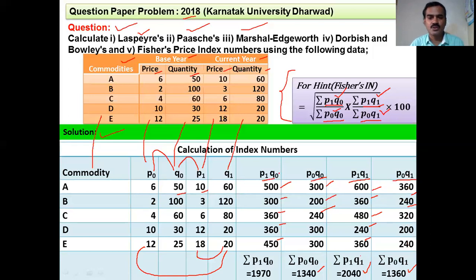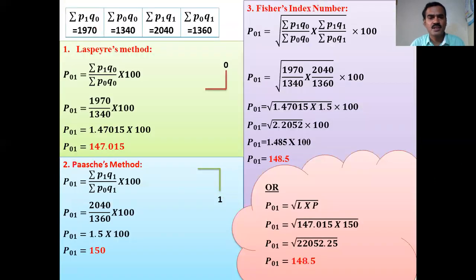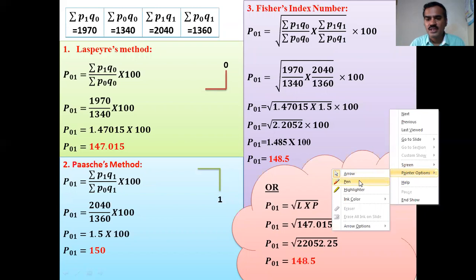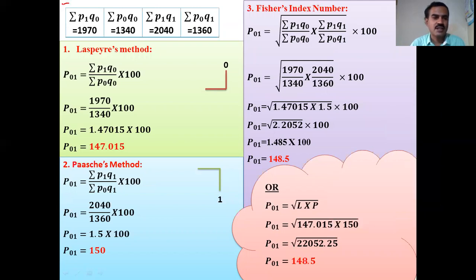1360. So this is how we have to prepare the table. It is about the table which we have to prepare before using the formula. Now let us solve by using the equations. Here I have taken these values from the previous table, which are needed to solve the index number by using the different formulas.